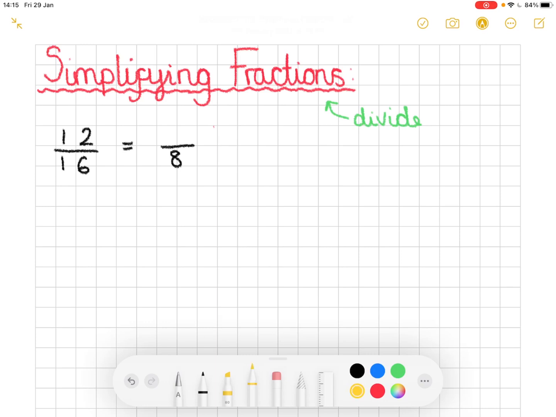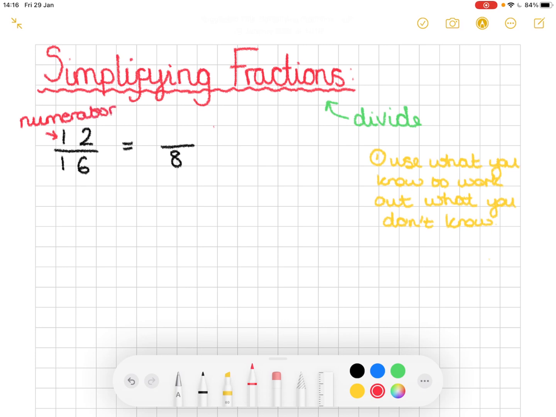So step 1, as before, as with equivalent fractions, we're going to use what we know. So use what you know, and that will help us to work out what we don't know. And what we don't know is the missing information. It's that missing numerator. So use what you know to work out what you don't know. We'll go ahead and, just for those of you who need reminding, we will label the numerator and the denominator. So up top we have the numerator, and below the bottom number is our denominator.